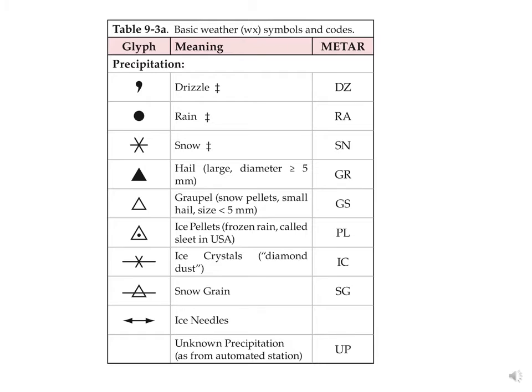So these are the basic weather symbols. So we have the comma, which is the drizzle, the circle, which is the rain, the asterisk, which is the snow, and then the triangles, which are various forms of ice, whether they be hail, graupel, or ice pellets. You can see the corresponding METAR code: DZ for drizzle, RA for rain, SN for snow, and GR for hail, and GS for graupel. Ice pellets, PL.